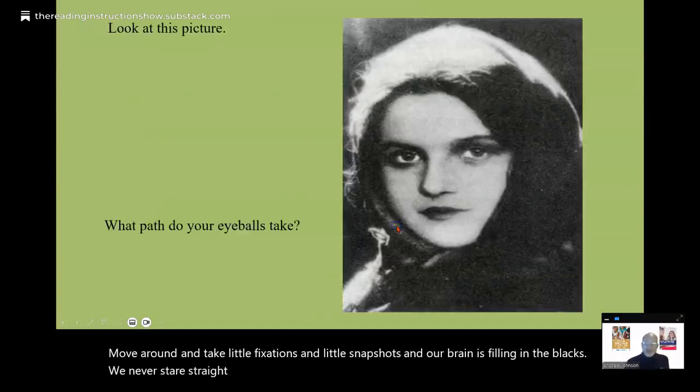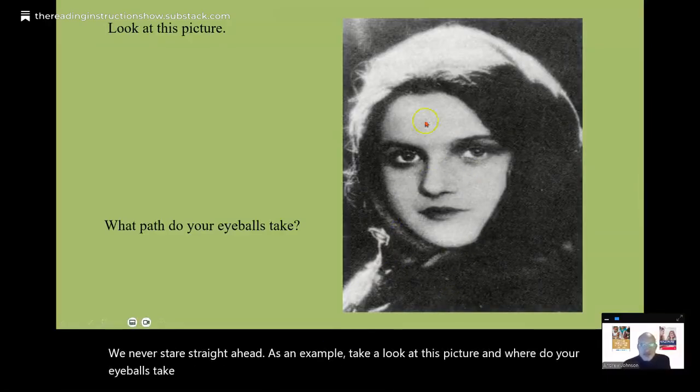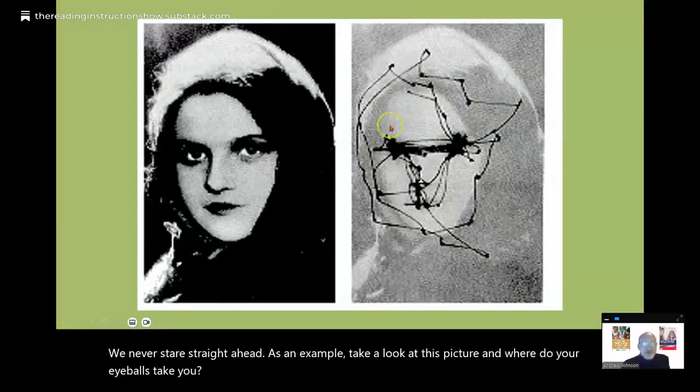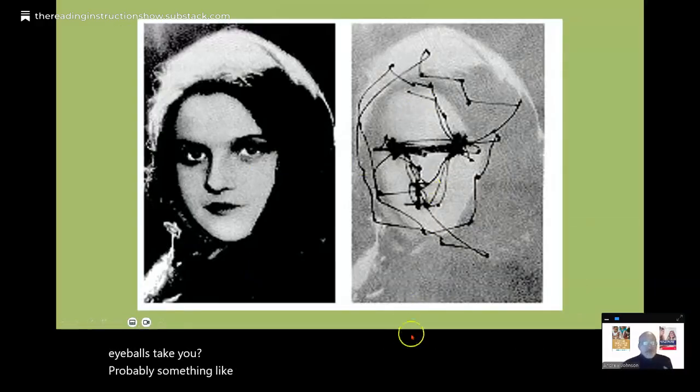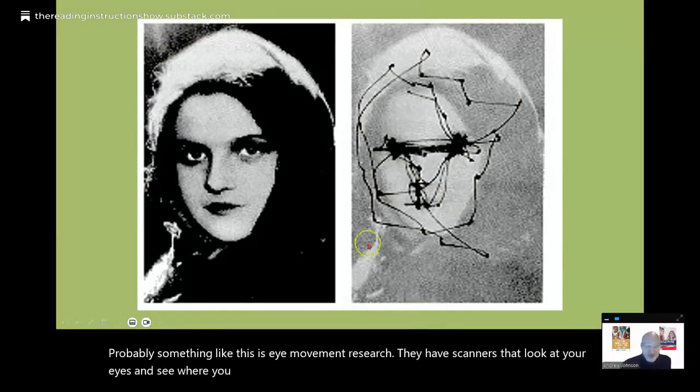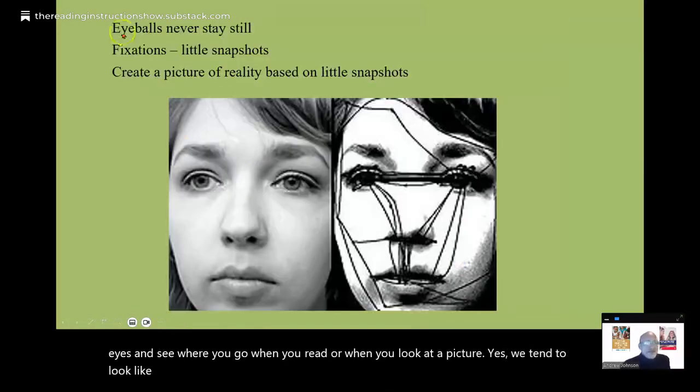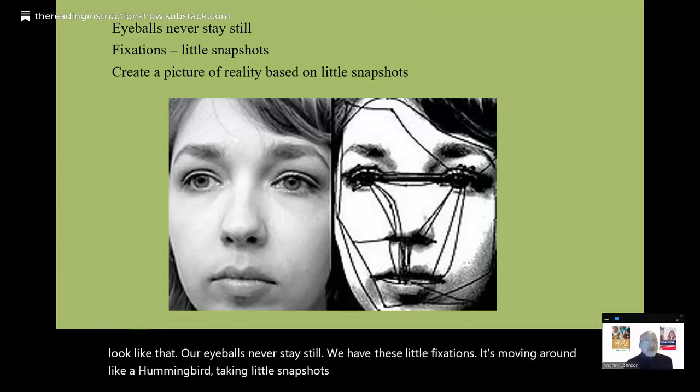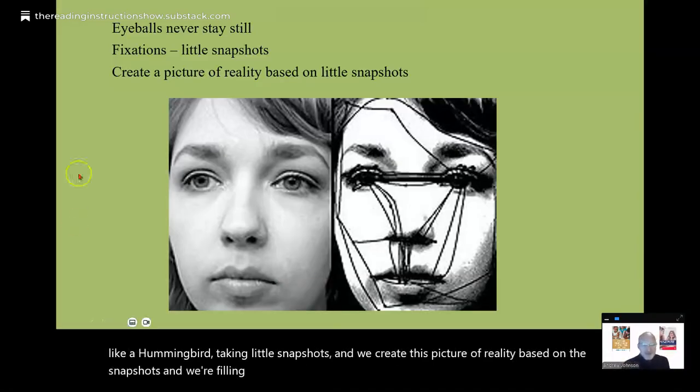As an example, take a look at this picture, and where do your eyeballs take you? Probably something like this. This is eye movement research. They have scanners that look at your eyes and see where you go when you read or when you look at a picture. Yes, we tend to look like that. Our eyeballs never stay still. We have these little fixations. It's moving around like a hummingbird, taking little snapshots. And we create this picture of reality based on the snapshots, and we're filling in the blanks.